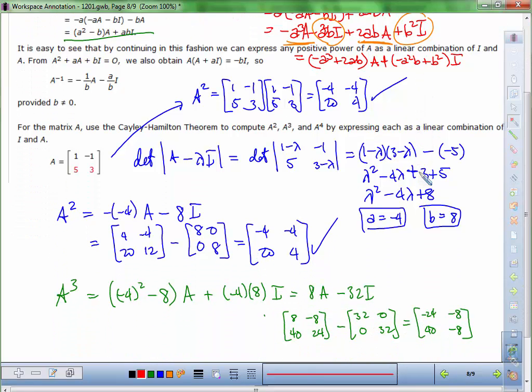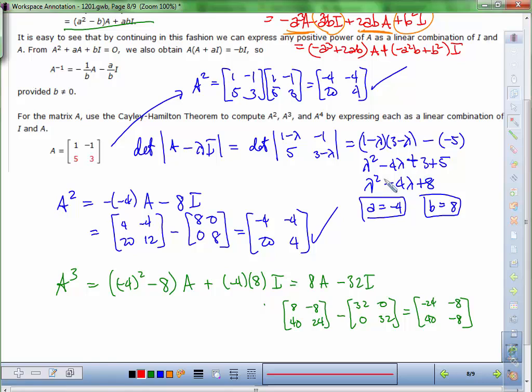So to find the fourth power, just use this formula. I'll start it. A to the fourth is going to be negative, and then little a is negative 4 to the third power plus 2 times a, and b is equal to 8. So this is just going to be a number after you simplify it, and then you multiply that by the matrix A.